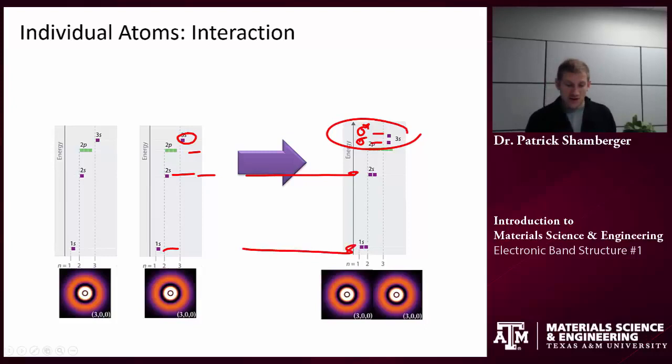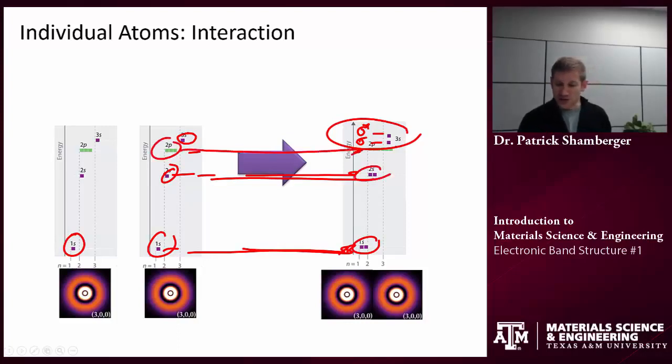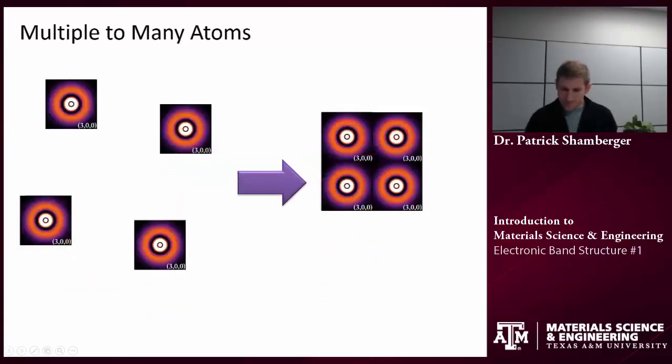A couple things to notice here. The total number of orbitals that we start off with has to equal the total number that we end up with. We have 2 atoms, they each have one 1s orbital, and the resultant combination is going to give us 2 1s orbitals. Same thing for the 2s. Same thing for the 2p: they each have 3 orbitals initially, and we end up with 6. And finally for the 3s, we have 2 individual 3s orbitals, and they split. So I have 1 orbital at a higher level and 1 at a lower level.